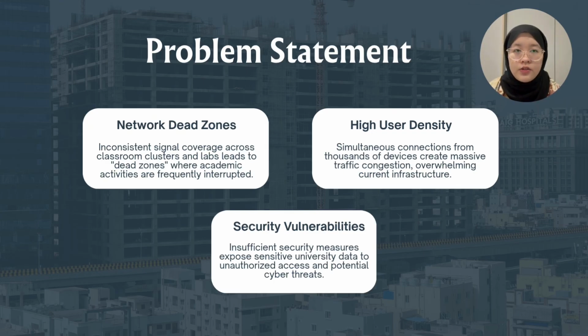Next is high user density. During peak hours, thousands of devices attempt to connect simultaneously, creating massive traffic congestion that overwhelms the active hardware. Third is security vulnerability. With so many users, insufficient security protocols leave the network exposed, which puts the sensitive university and student data at risk.